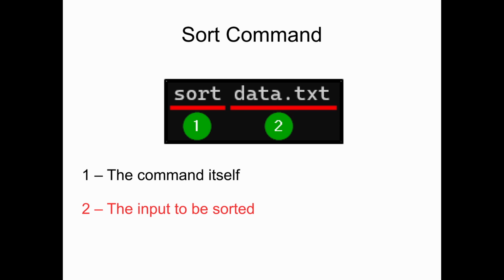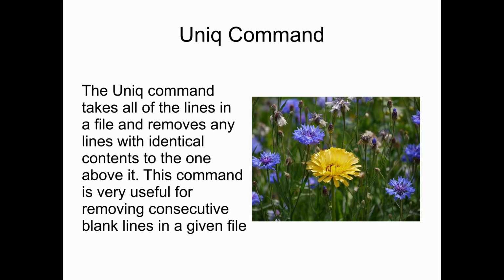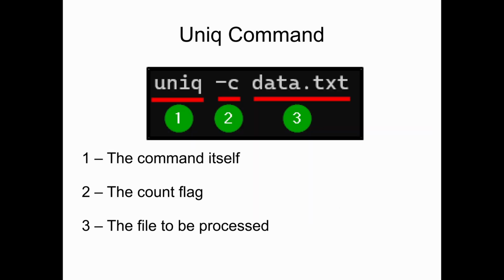operation. The uniq command takes all of the lines in a given file and removes any lines with identical contents to the one above it. This command is very useful for removing consecutive blank lines in a given file. And here is the syntax we're going to be using for the uniq command. Uniq is the name of the command. The -c switch modifies the output to include the number of times each line appears in the file. And the last argument in the command is the file to be processed.